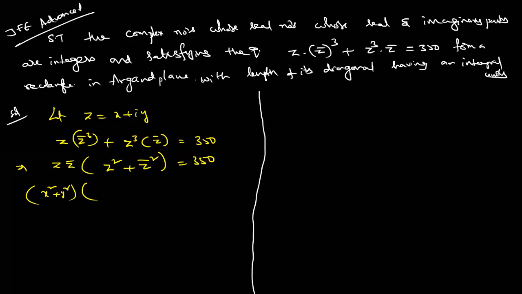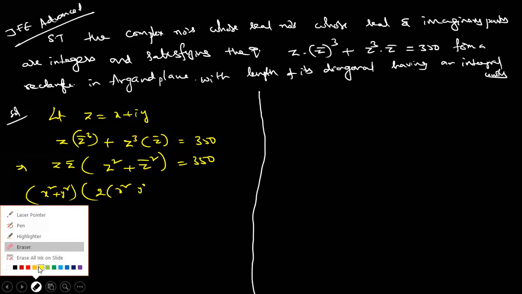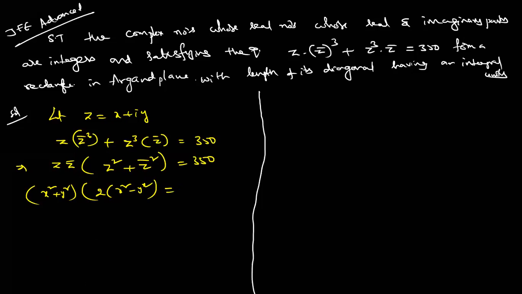z square plus z bar square, anyone? That is 2 times x square minus y square. Clear? z square plus z bar square means x plus iy whole square plus x minus iy whole square, we can get 2 times x square minus y square. z means only x plus iy. z into z bar is how much coming? x square plus y square.